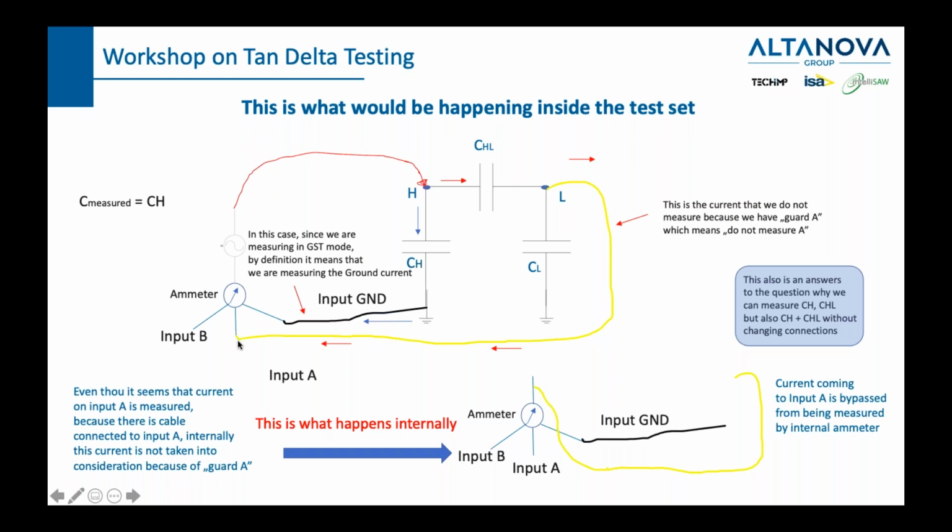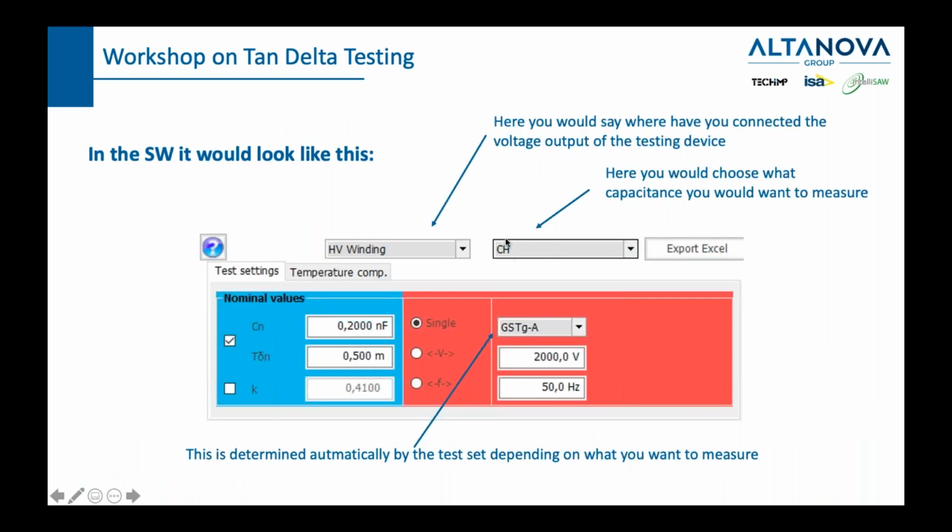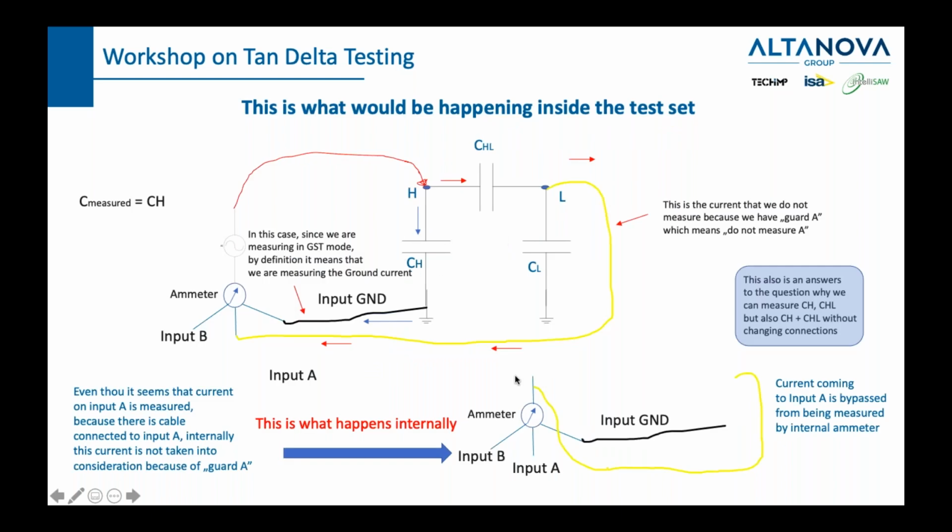But since the measurement is GST-GA, I'm not measuring A. What actually happens inside is that the current coming to the input A is not taken into consideration. As you can see, this yellow line bypasses the ammeter, and I'm just measuring the current running through the ground. Actually, I'm just measuring CH. And that's what we wanted to have. We wanted to measure CH, and because we wanted to measure CH, we measured it here. We didn't measure the current running through here. Otherwise, if I also measured this current, I would be measuring CH plus CHL.